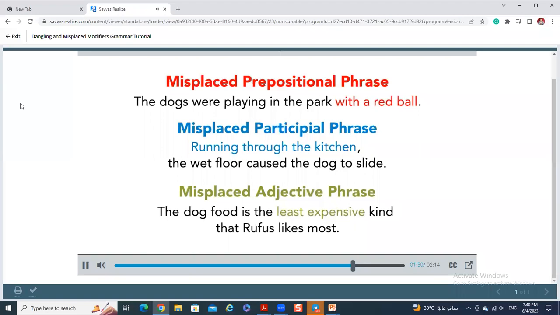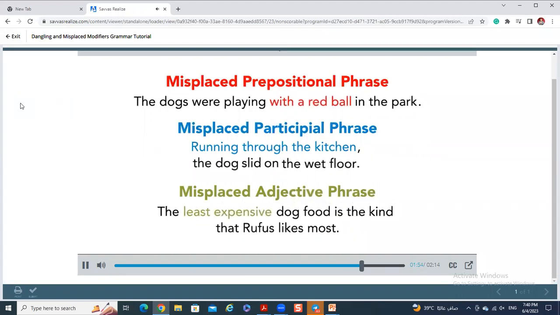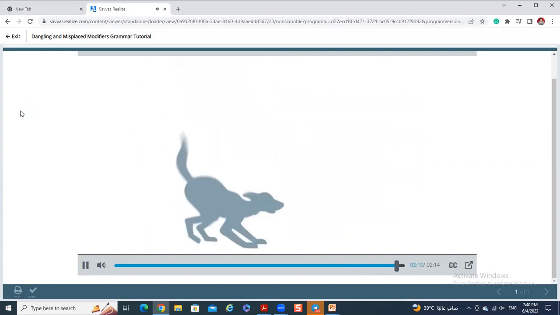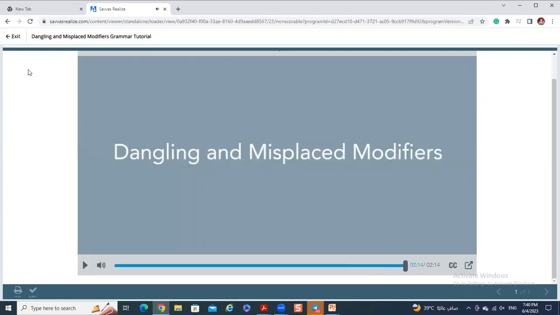Each of these can be corrected in the same way, by placing the modifier as close as possible to the word it modifies. The dogs were playing with a red ball in the park. Running through the kitchen, the dog slid on the wet floor. The least expensive dog food is the kind that Rufus likes most. All in all, the dog was fed, got to play, and mostly stayed out of trouble.